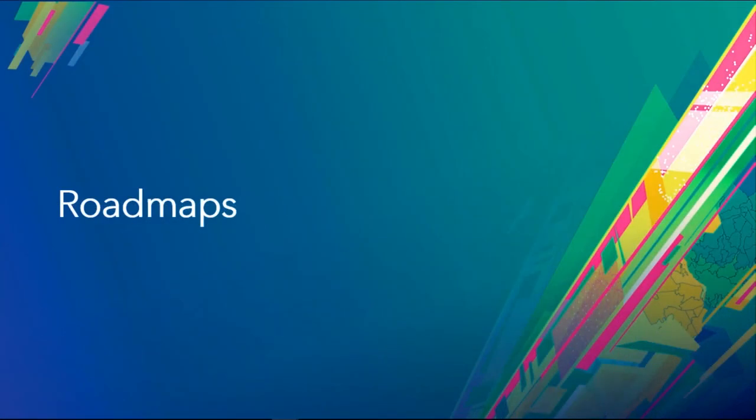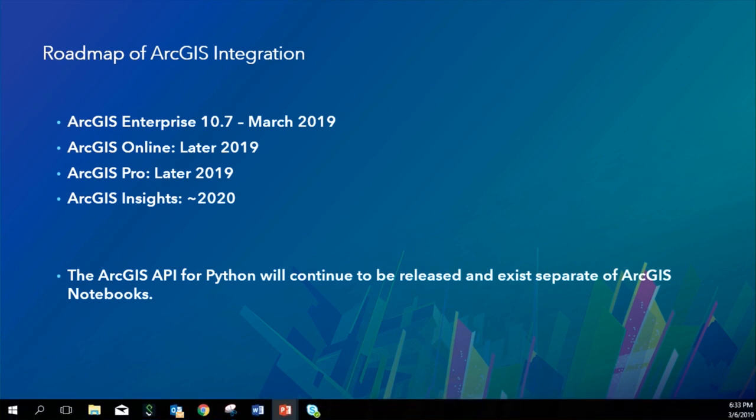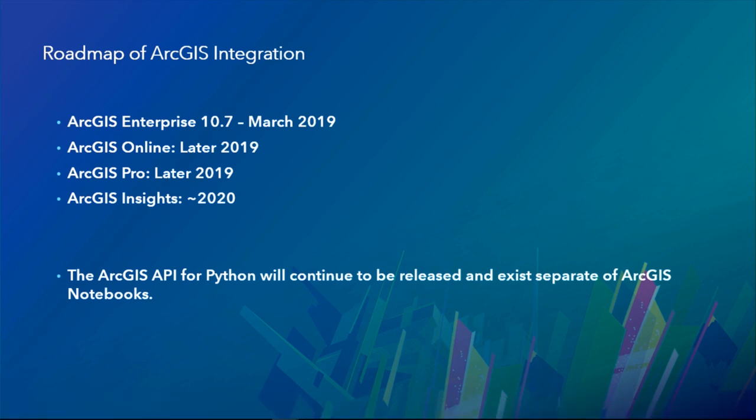And now, the roadmaps. I'm sorry I've had to rush through some of these slides, but 30 minutes is just not enough time for notebooks. So first, the roadmap of integration. 10.7.1 is when we will see ArcGIS Enterprise. Later this year, we're targeting July, but it could be the release after, notebooks will come into ArcGIS Online, giving you a fully SaaS experience of ArcGIS notebooks.